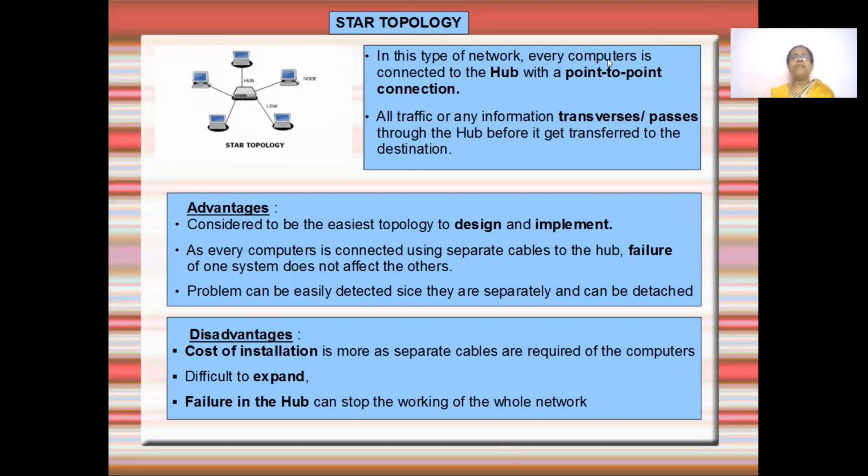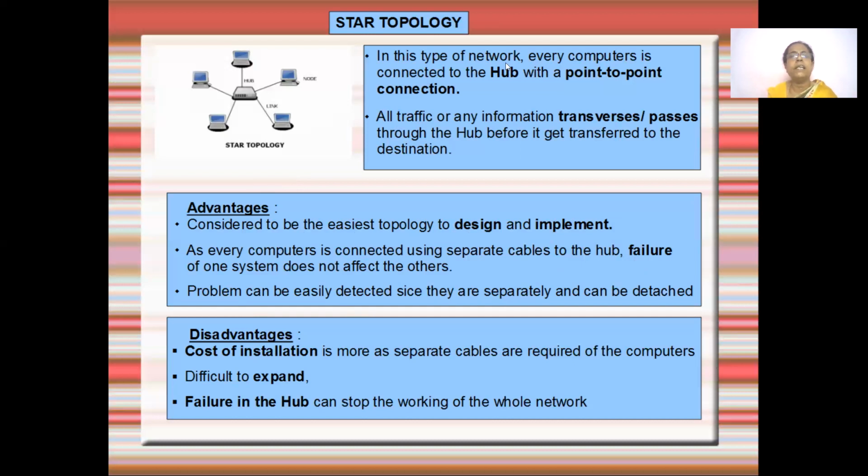In this type of network, every computer is connected to the hub with a point-to-point connection. All traffic and information traverses; they pass through the hub before it gets transferred to the destination. What's the advantage? It's a very easy topology, designed very well, and it can be implemented very easily. Every computer is separately connected with a cable wire from the hub, so failure in one computer does not affect the others. They continue to work. And problems can be easily detected because they are on separate cable wires.